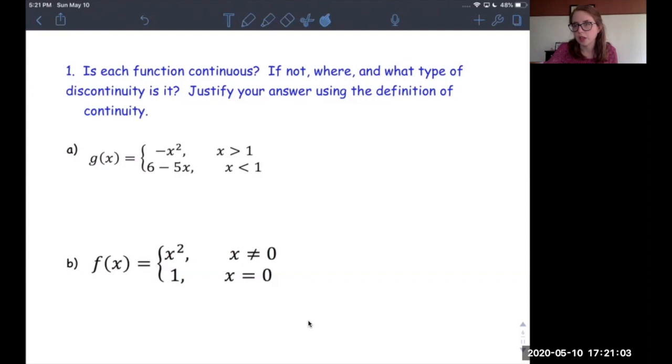On the piecewise function, like on one particular section, you're probably not going to see discontinuity. So, for example, in part A, I can tell that the place that I'd be looking for discontinuity is going to be x equals 1 because that's the break between the two functions.